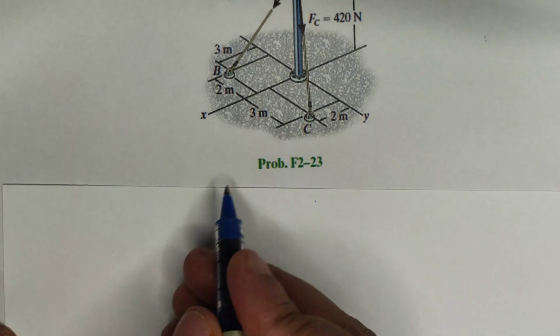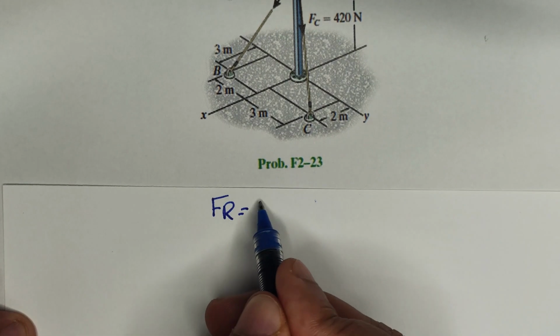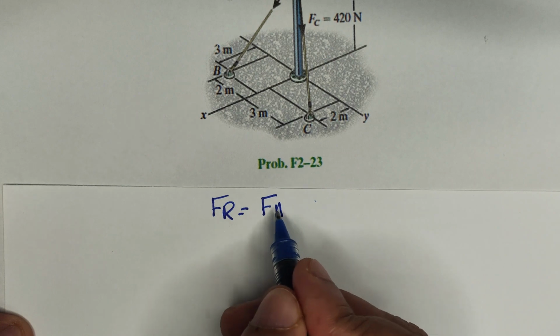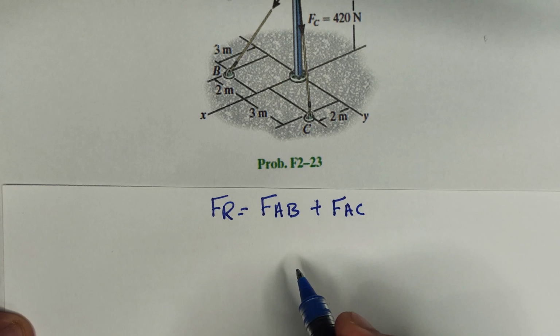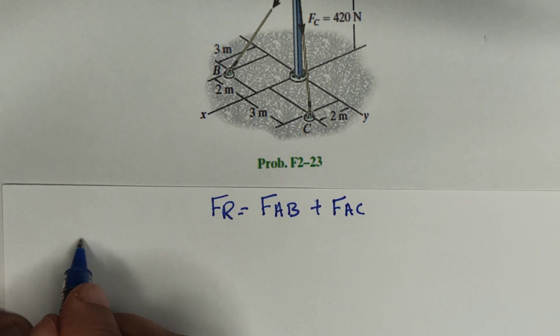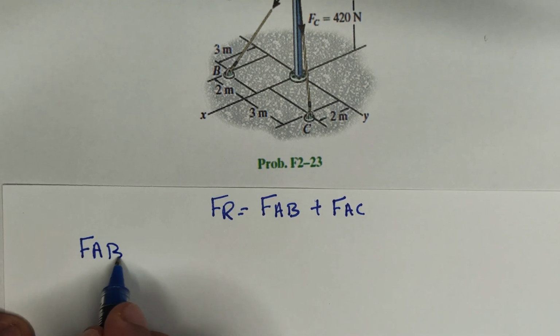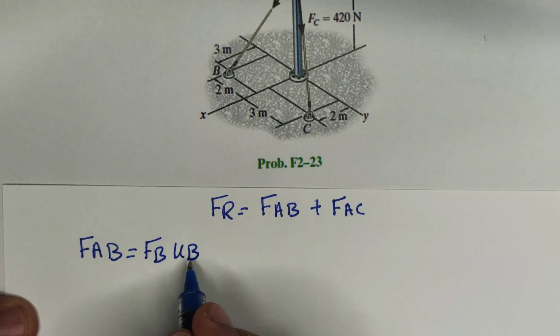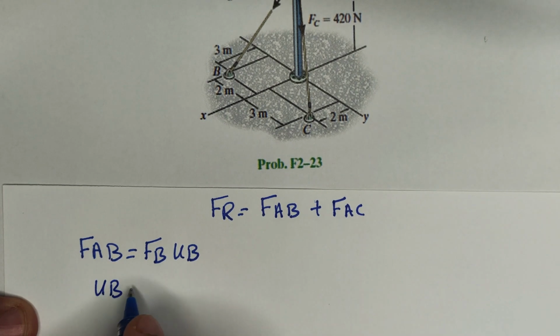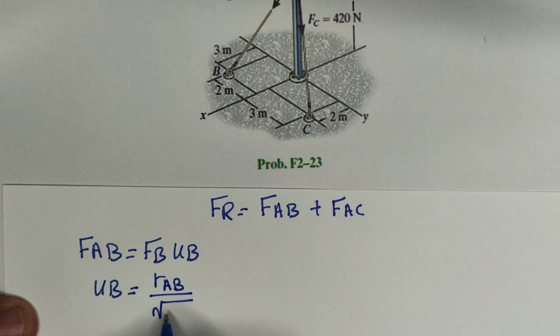So the resultant force itself, Fr, equals FAB, the first force applied in there, plus FAC. FAB itself equals FB, the force applied, multiplied by the unit vector B. So we need to find the unit vector B. Unit vector B equals the position vector RAB divided by the magnitude of that position vector RAB.